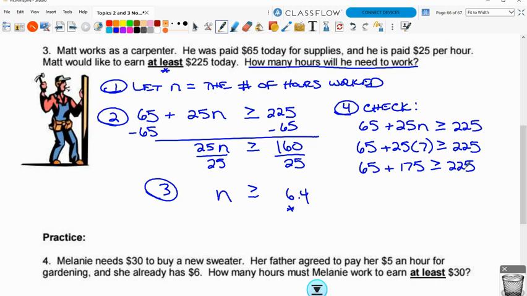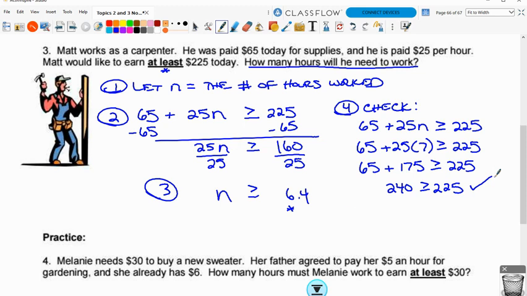And now when I do my addition, 65 plus 175, that gives me 240. Is 240 greater than or equal to 225? Well, yes, it is. 240 is greater than 225, so that inequality will check.